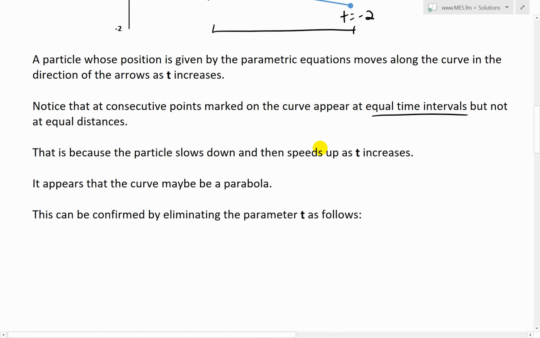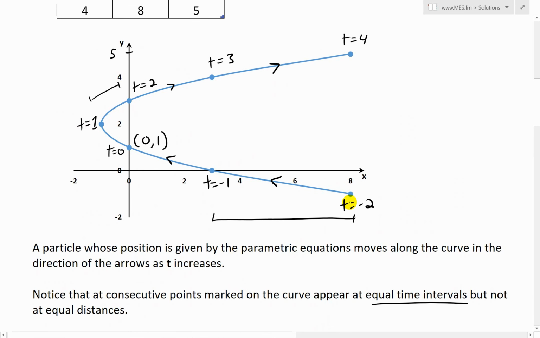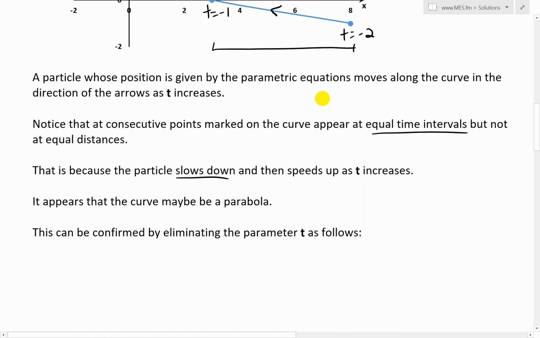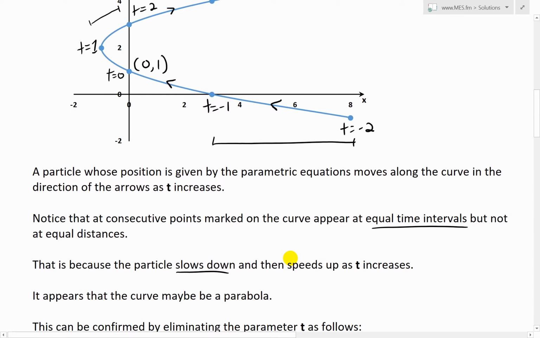So that's pretty interesting. And this is because the particle slows down and then speeds up as t increases. So that's a good way of visualizing it. Here it's going fast and it slows down and then starts increasing the speed. So that's one way of visualizing it if you're thinking about a particle moving along the curve.